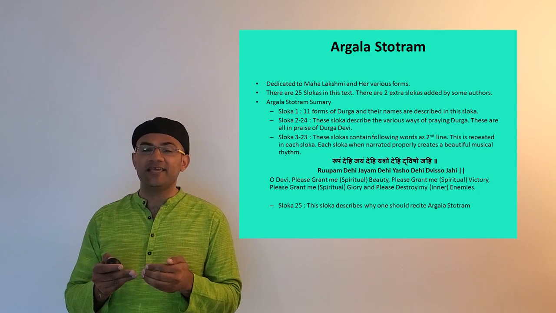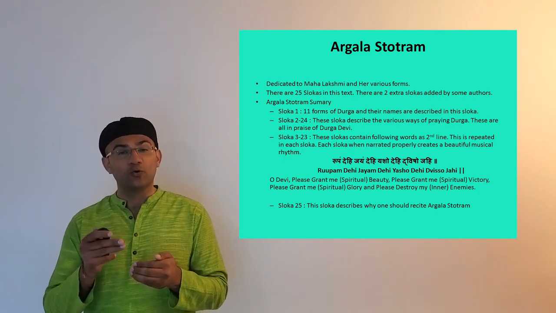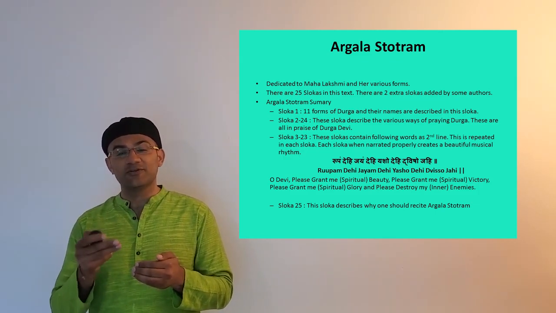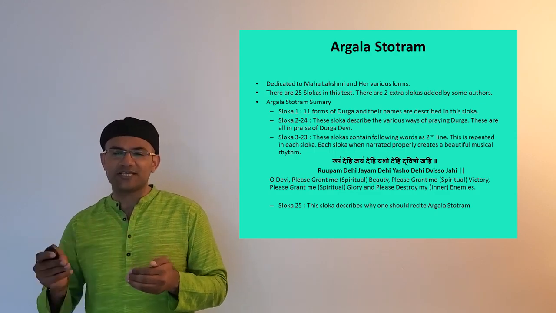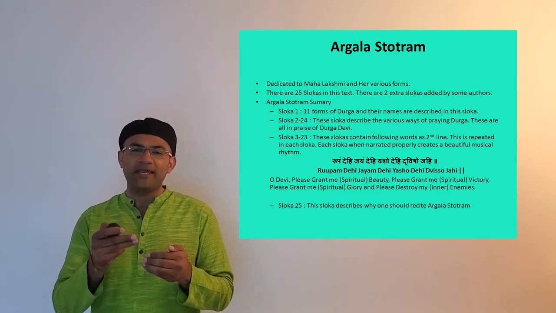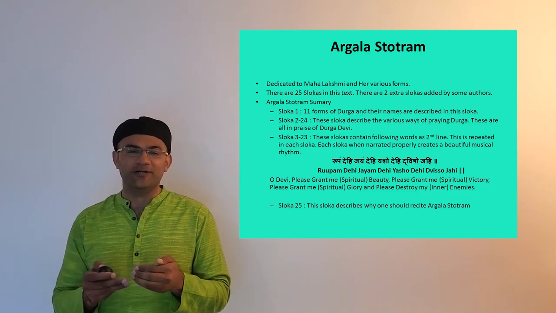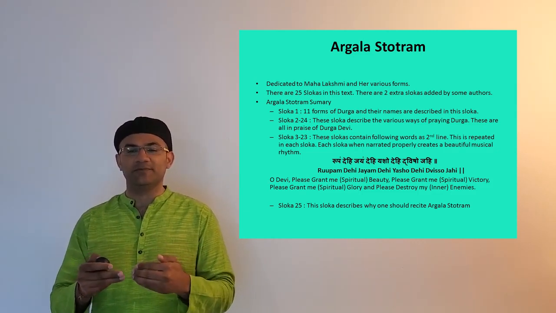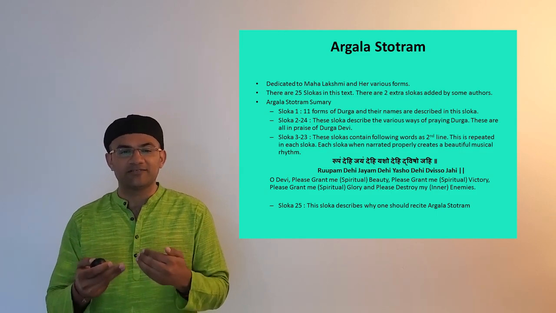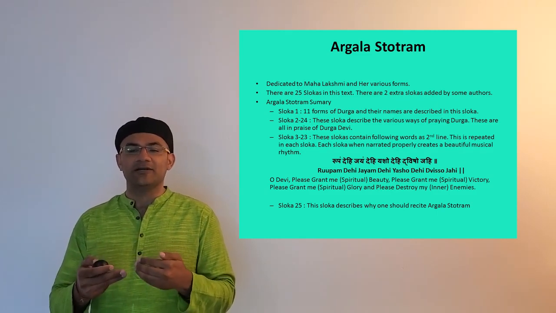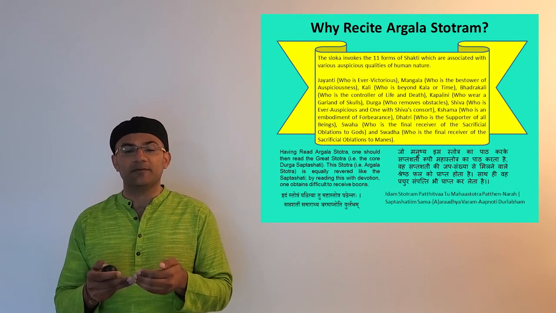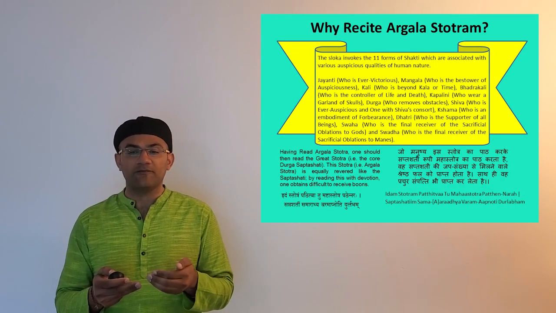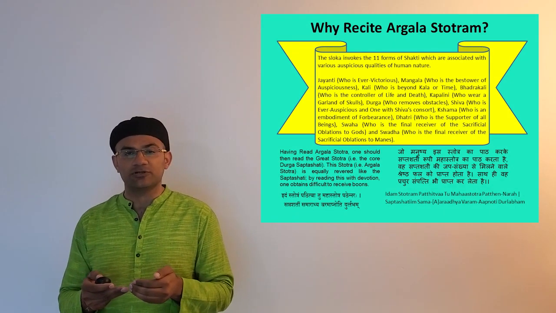Rupam dehi, jayam dehi, yaso dehi, duso jahi. This gets recited and repeated in every sloka onwards. What this is simply saying is, oh Devi, please grant me the spiritual beauty. Please grant me the spiritual victory. Please grant me the spiritual glory, and please destroy all my inner enemies. And then the final sloka 25 describes the benefit of reciting Argala Stotram.